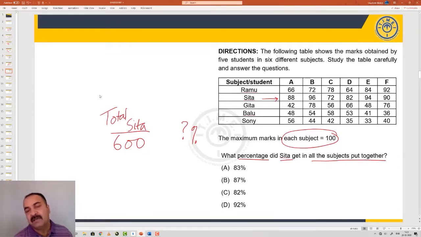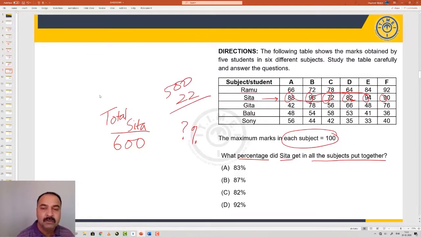Now in addition, for the total marks of Sita, we'll once again go with the digits combination, which will help us ease our job. This 6 and this 4 give me a 10. This 8 and this 2 give me a 10. 10 and 10 is 20. And 20 with this single 2 gives me a 22. 80 and 90, 170. 170 and 70, 240. 240 and 80, 320. 320 and 90, 410. 410 plus 90, 500. So 500 plus 22. Total marks of Sita are 522.